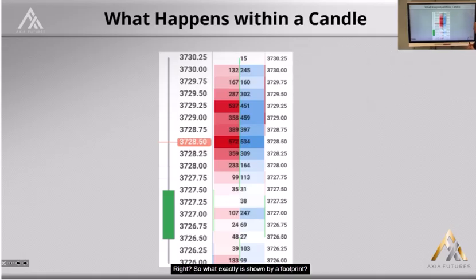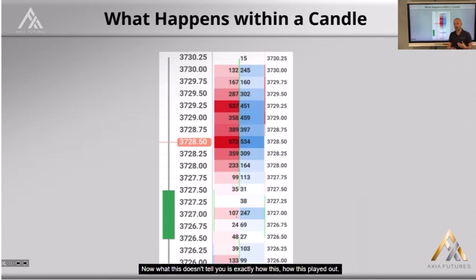Right, so what exactly is shown by a footprint? What we've got here, ignore the candle for a moment. At any one point here, you will be shown a number on the right, a number on the left. What this effectively shows you is the number of contracts bought into the offer. So this is an aggressive buy action. You don't know how many were on the offer there, but you do know that 247 were bought into the offer. Likewise, when you've got a bid at 27, 107 were sold into that bid. Again, you're seeing the aggression with which people act.